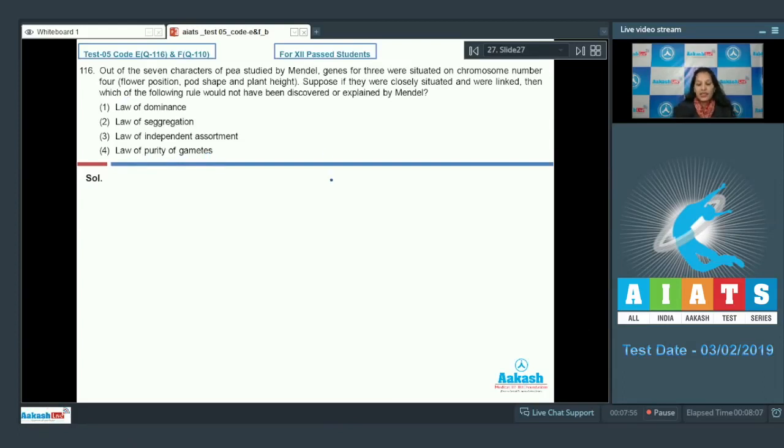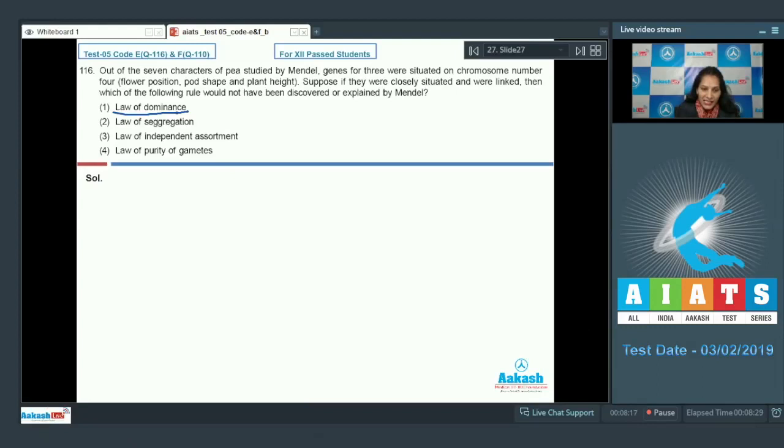Mendel was very lucky that he did not find linkage. Otherwise, he would not have discovered a rule called law of independent assortment. How? Let's take all the options one by one. What is law of dominance?